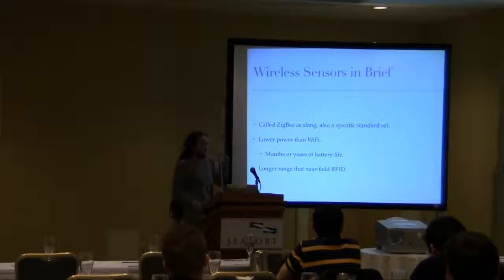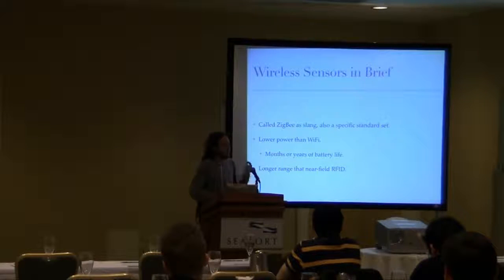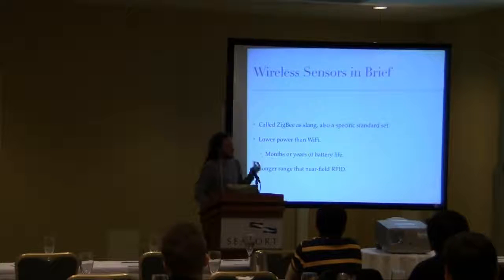Wireless sensors are sometimes called Zigbee as slang because the official word would be IEEE 802.15.4 class low power wireless sensor network device, which is too long, but it's also a specific standard set. And in this lecture, I'll be talking about the Zigbee Smart Energy Profile, which adds extra cryptography onto the base of Zigbee because the default cryptography is not very good. It's longer range than near field RFID, but it's sometimes also called RFID as slang.